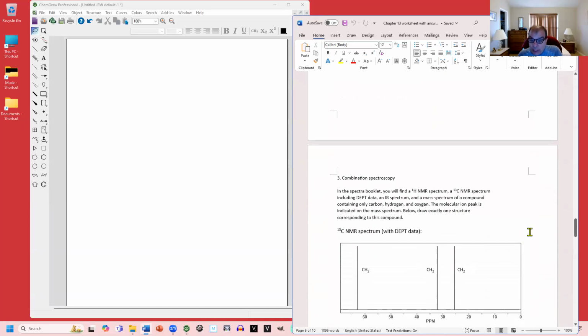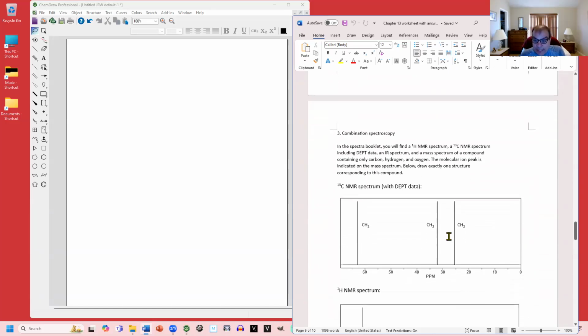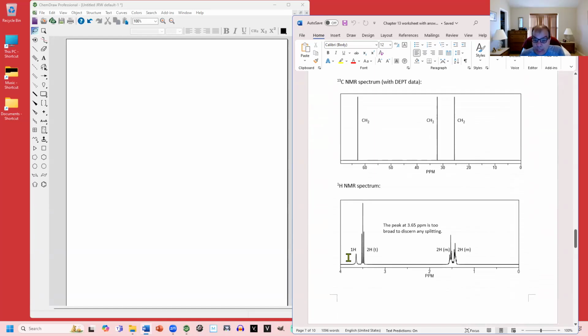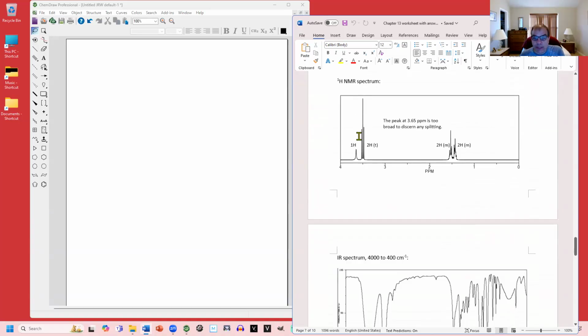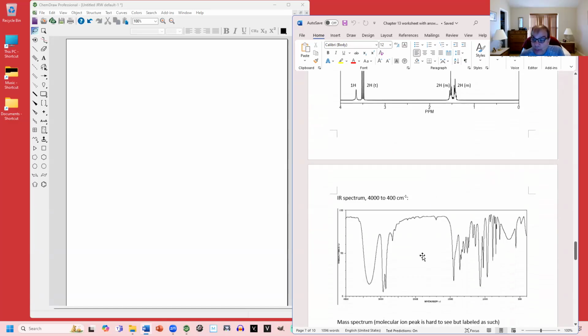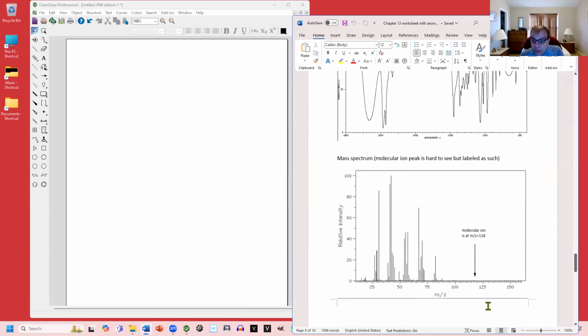And then finally, we have a combination spectroscopy problem. And so we're given a carbon NMR with DEPT data. It says all of these carbons are CH2 type. We've got a proton NMR spectrum that really only shows 1 clear multiplet, doesn't it? This 2H triplet over there at about 3.5 parts per million. We've got an IR spectrum, which again, one of the peaks in the IR spectrum really stands out and tells us what kind of functional group we should be looking for. And then we've got a mass spectrum where I've pointed out the molecular ion. It's a little hard to see, but it's down in there.